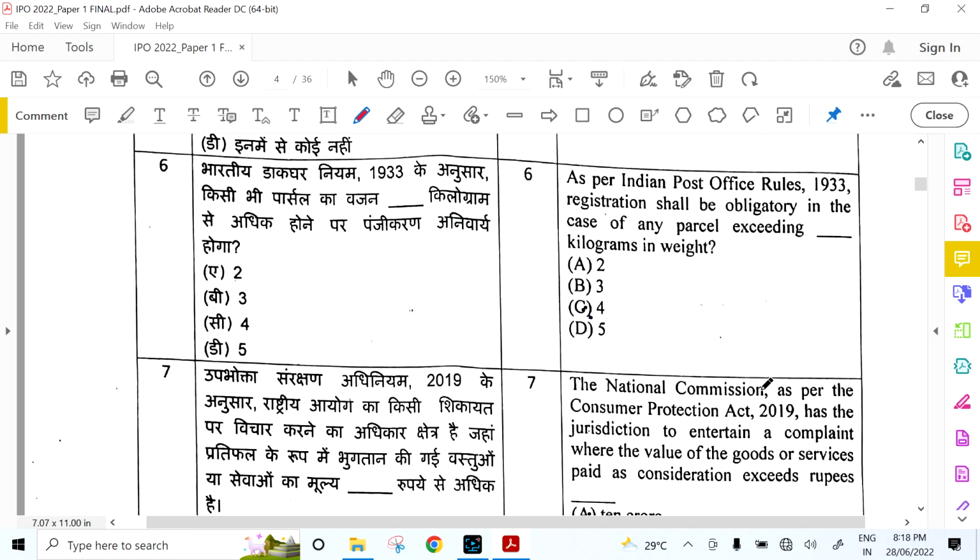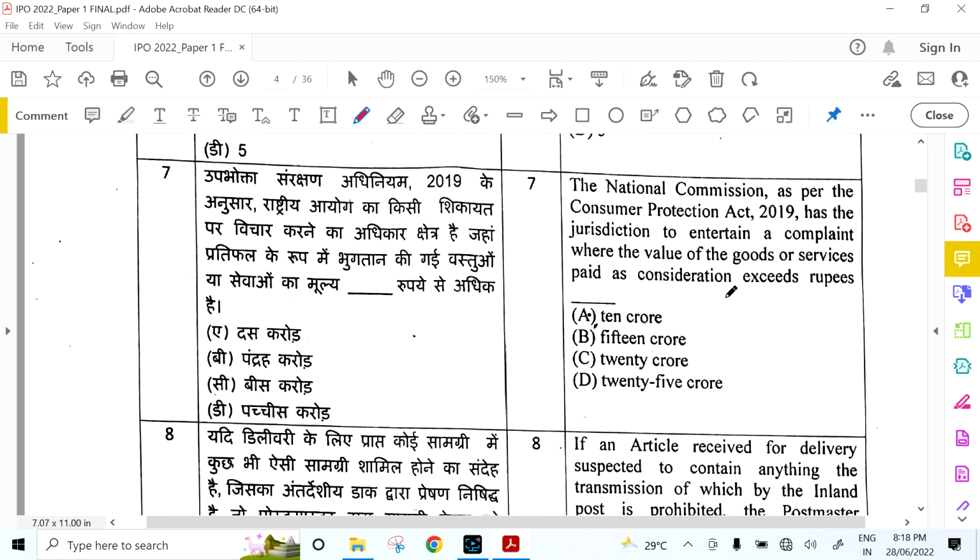As per Indian Post Office Act, Post Office Rules 1933, registration shall be obligatory in case of any parcel exceeding 4 kilograms in weight. Then the National Commission as per Consumer Protection Act 2019 has jurisdiction to entertain a complaint where the value of goods or services paid as a consideration exceeds 10 crores.